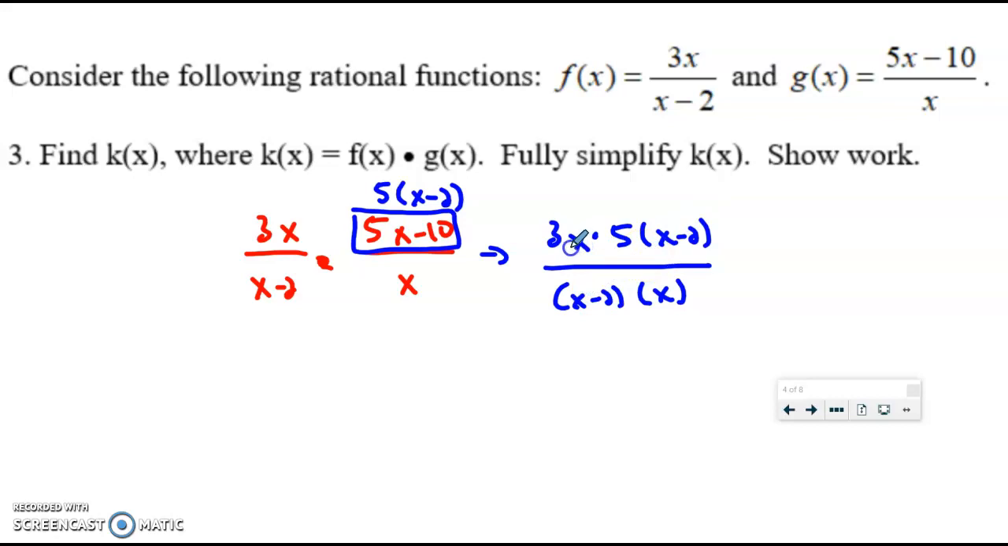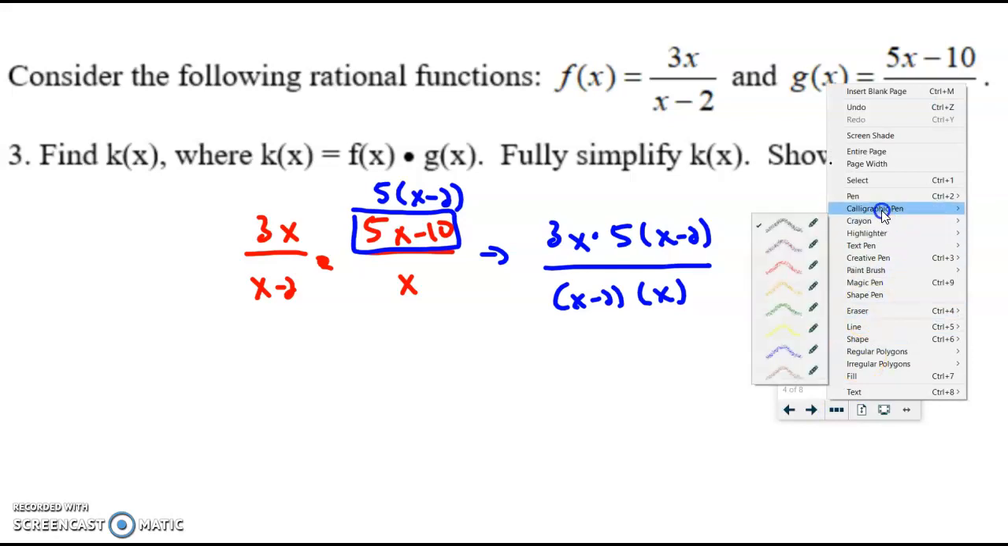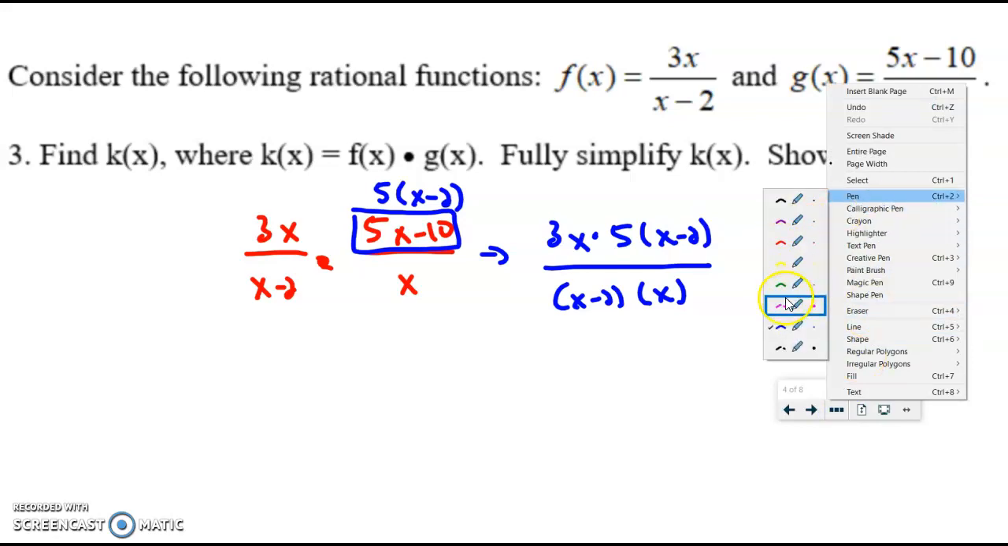So in the numerator, I got 3x times 5 times x minus 2, and in the denominator, I have x minus 2 times x. So let's see if we can try to cancel anything out that they both have in common.